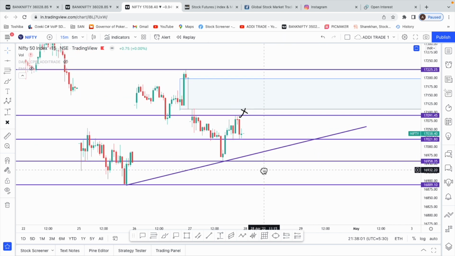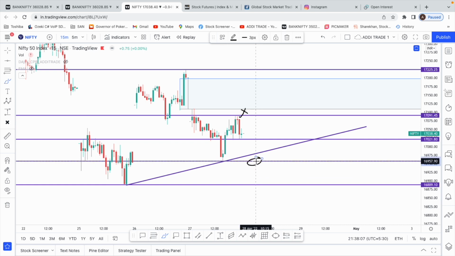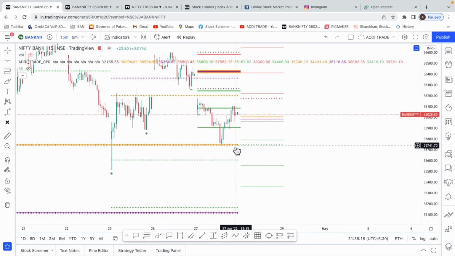I do have a strong feeling that both in Bank Nifty and Nifty we will hold this level of 16,950. It won't break, and the same in Bank Nifty, this monthly CPR won't break easily on the downside, especially on this expiry day. That is my view. So let's see what happens tomorrow.